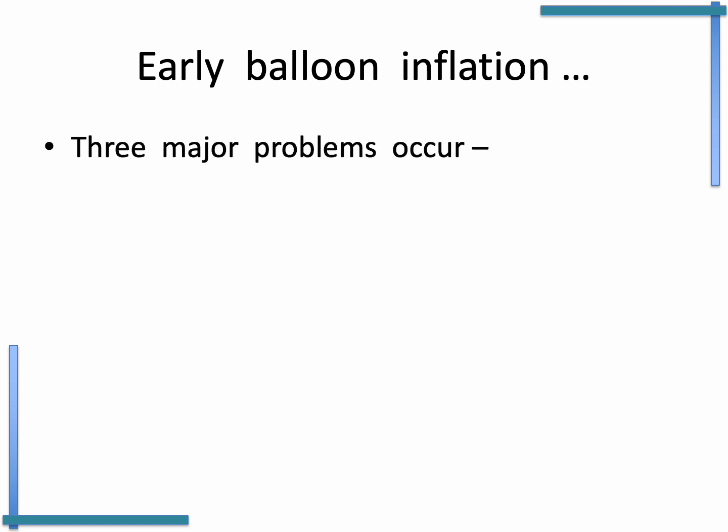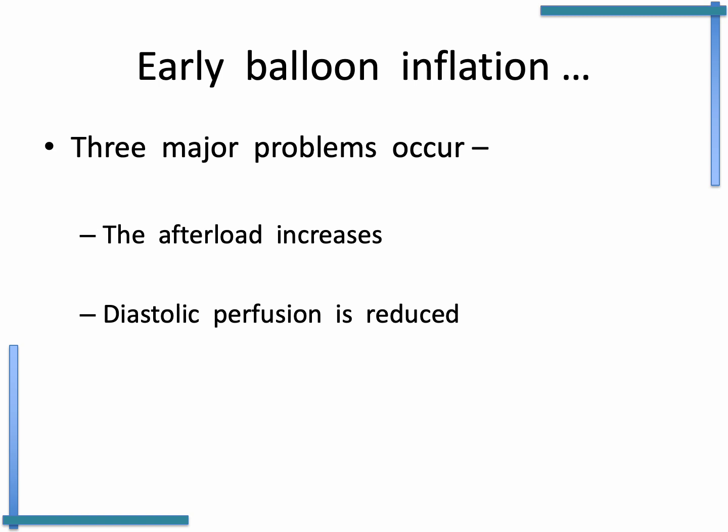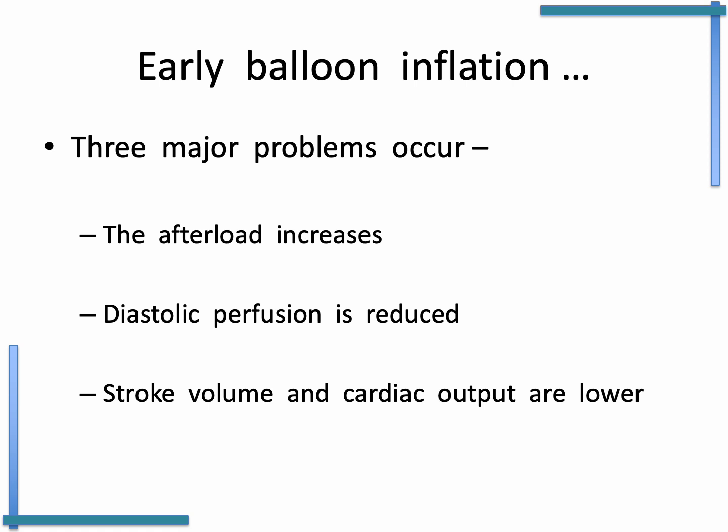So when we have early balloon inflation, there are 3 major problems that occur. The first one is the afterload increases, and if the afterload increases, that's the ventricle straining against the balloon, then the oxygen consumption of the myocardium is increased, and also the diastolic perfusion is reduced. We want that balloon to inflate as diastole commences so that we get back perfusion into the coronary arteries, and if the balloon inflates too early, then that becomes a problem.